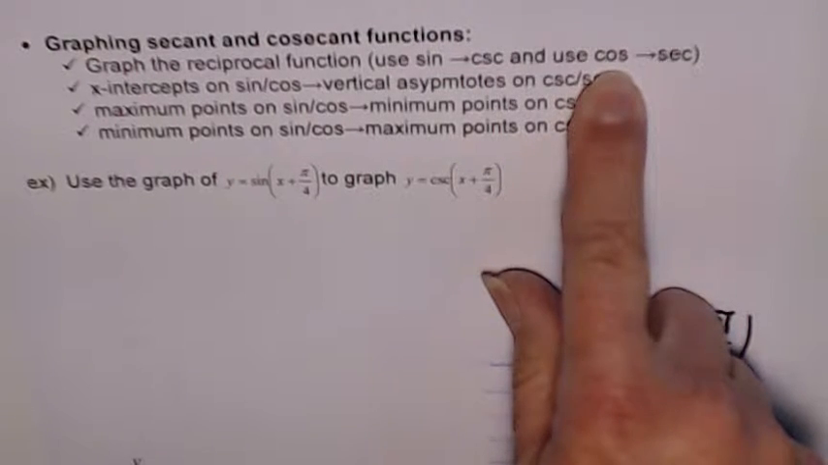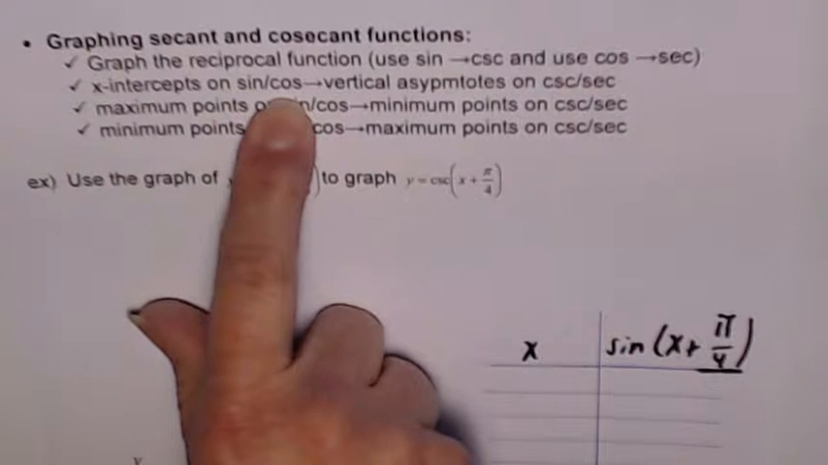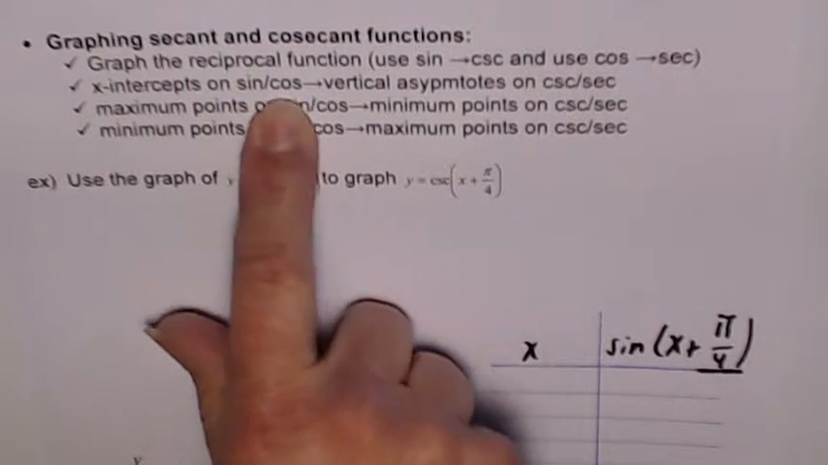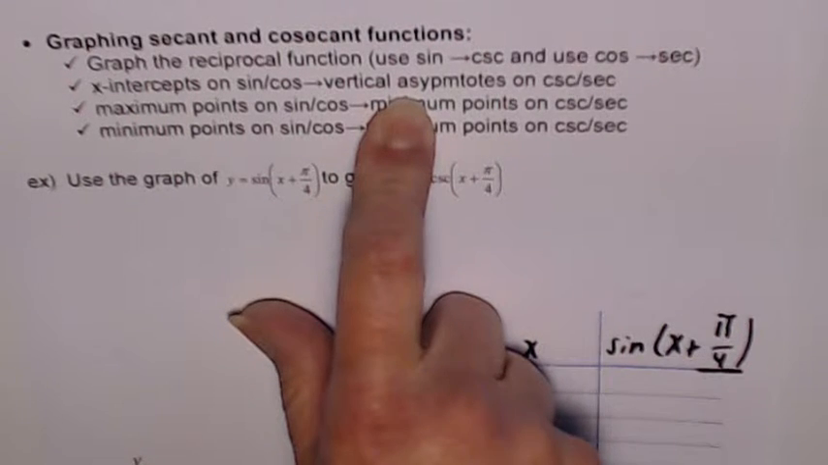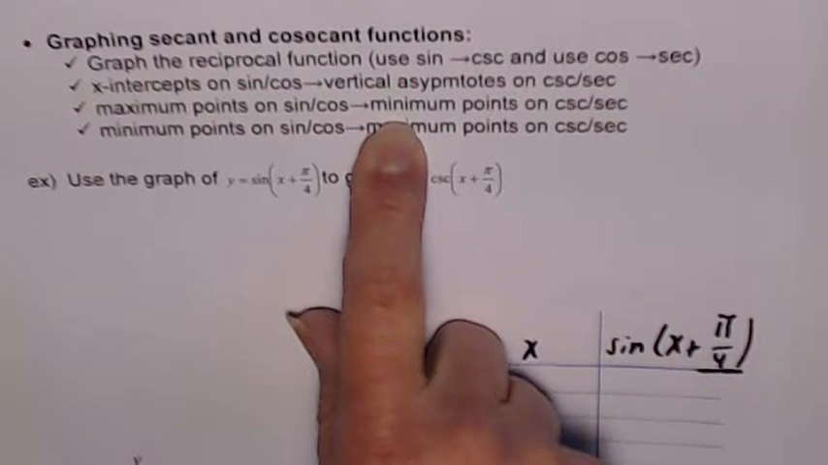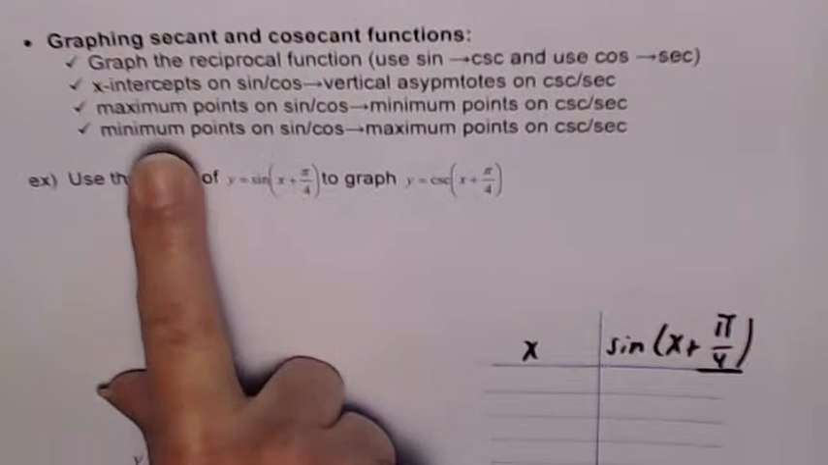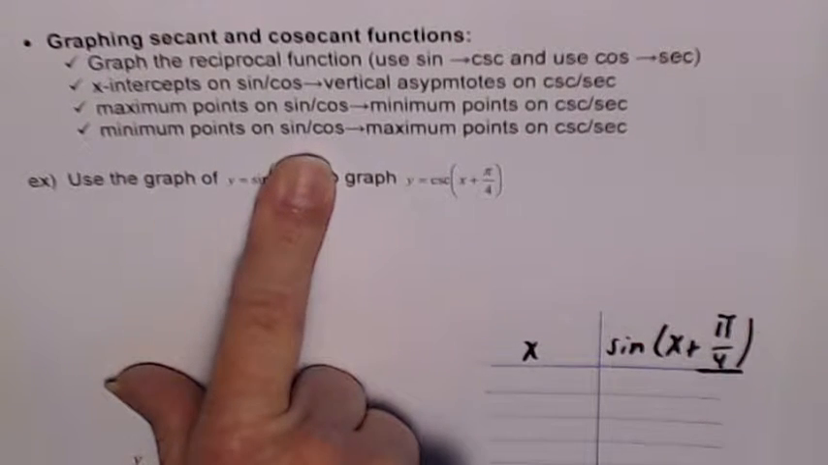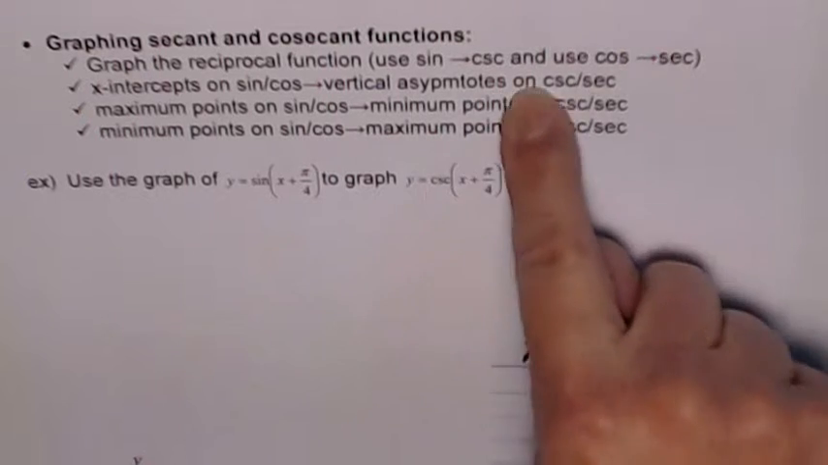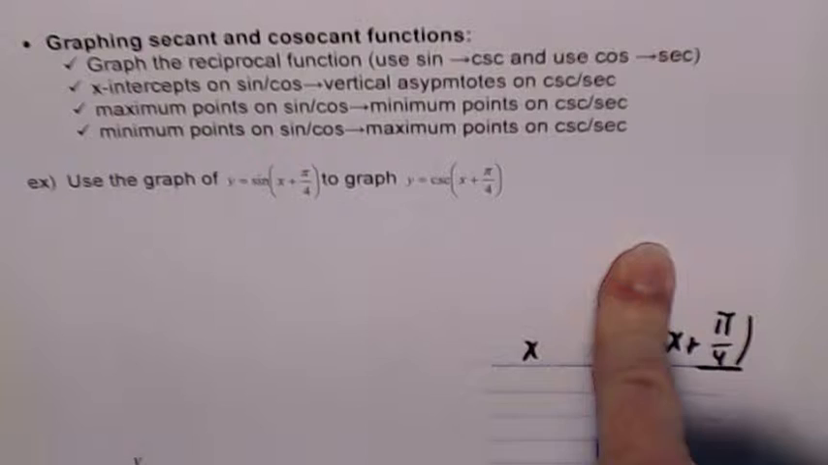Then what we're going to do is any x-intercepts on our sine or cosine, depending on what we're using, those are going to change into our vertical asymptotes on cosecant and secant. And then any maximum points on our sine cosine graphs are going to be the minimum points on the cosecant secant for those parabola-like shapes, and then any minimum points on sine cosine are going to become our maximum points on the downward facing U-shapes, parabola shapes, if you will.